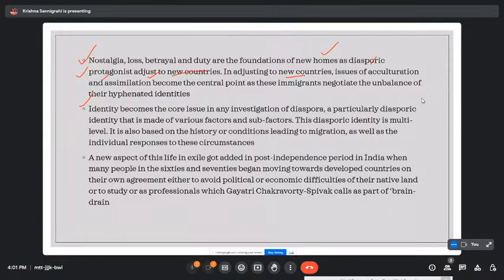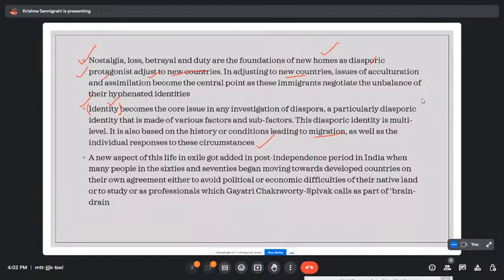This diasporic identity is multi-level. It is also based on the history or conditions leading to migration, as well as the individual responses to these circumstances. So identity becomes a core issue in any investigation of diaspora, wherein the concept of identity is in itself not very clear. The idea of identity is kind of ambiguous, because a particular diasporic identity is made of various factors and sub-factors. So this diasporic identity is multi-level because there are different levels, there are different shades to it.